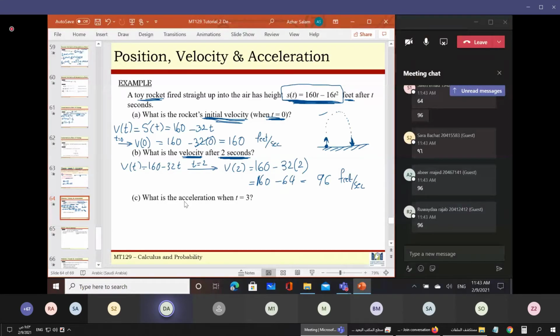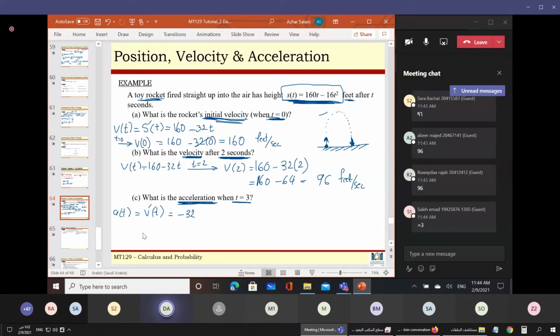Now, the question is, what is the acceleration? Acceleration means I have to differentiate one more time, when t equals 2. So I will find the second derivative. I will find a of t, the acceleration, which is the derivative of the velocity v of t. The derivative of 160 is 0, minus 32t is minus 32.